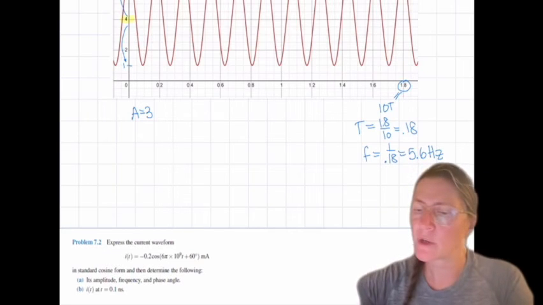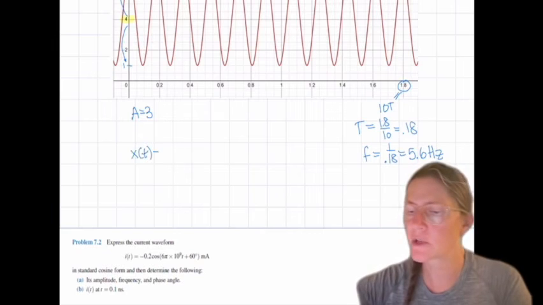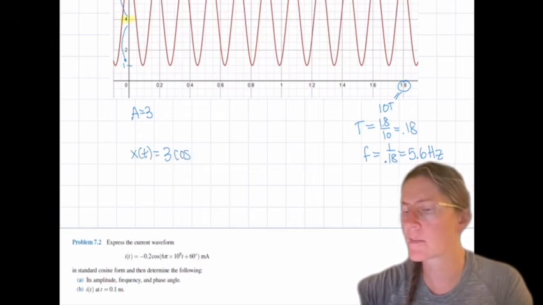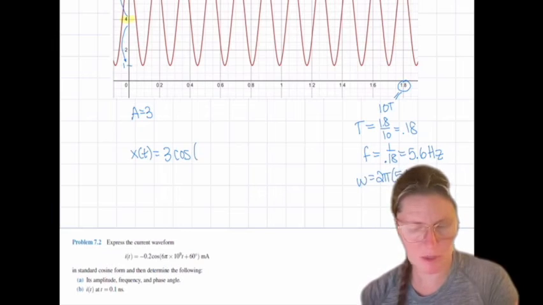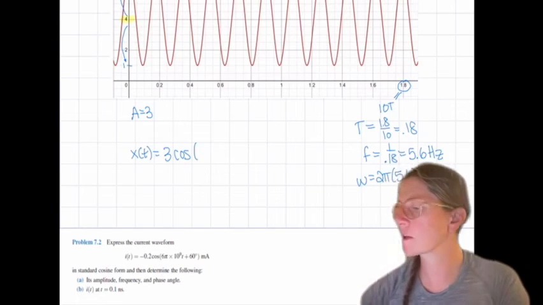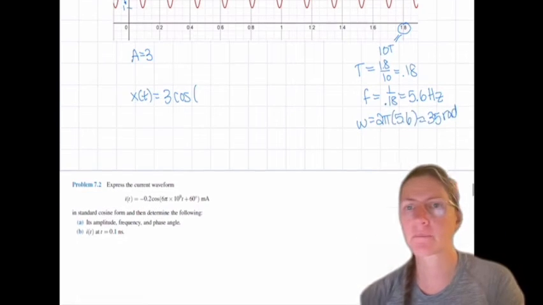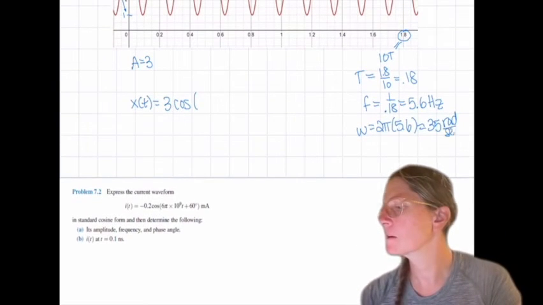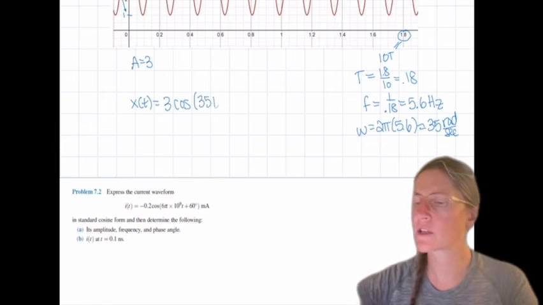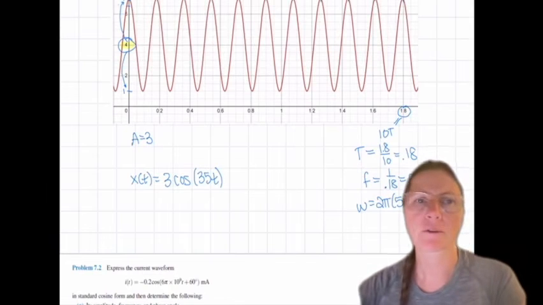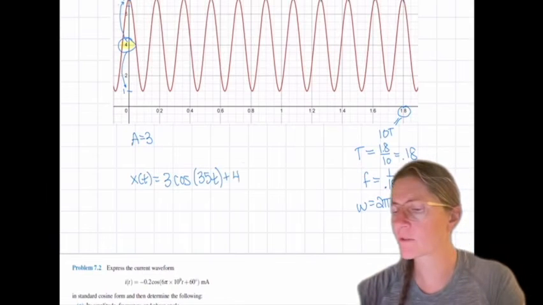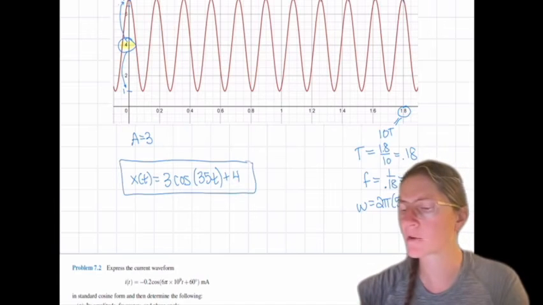And so the expression here, x of t, is going to be 3 cosine, and then omega is 2 pi f, 2 pi times 5.6, and this ends up being approximately 35 radians per second. So 35t, and then again you have a shift from 0 of 4, so this is going to be a plus 4. So this would be your mathematical expression.